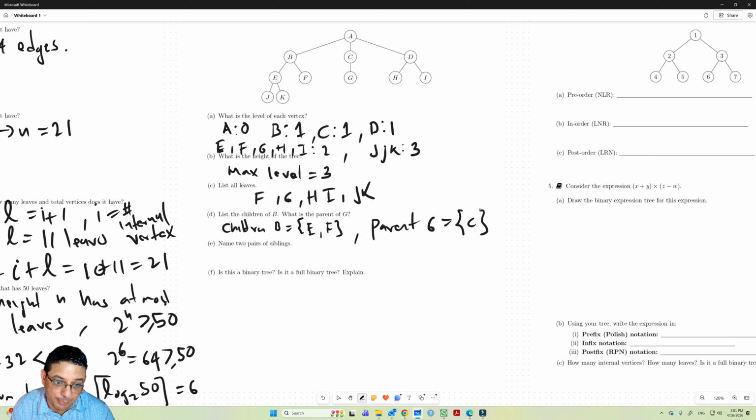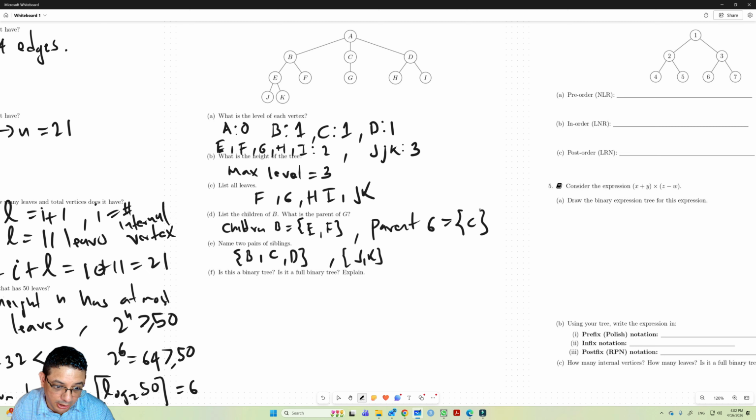Now, let's talk about possible siblings in this tree. So let's name 2 pairs of siblings. So for example, B, C, D would be siblings, since they're at the same level. But you can also go with J and K, since they're also at the same level. So that's one way of putting it.